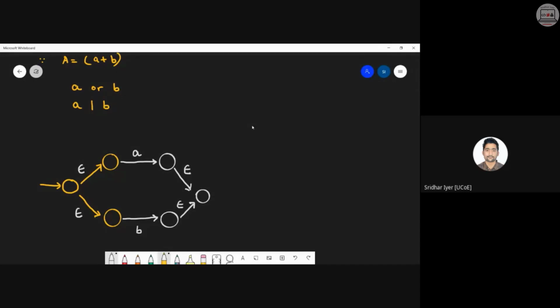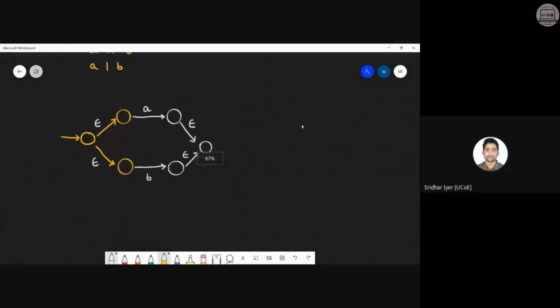Clear with this? So what sort of a diagram is this? What sort of an FA is this? First of all, it is an NFA, right? And second, what is it accepting? Obviously, it is an epsilon NFA. In general, I have written NFA. What sort of a regular expression is it accepting so far? Correct. It is accepting A plus B. A or B. Correct. Both are correct.